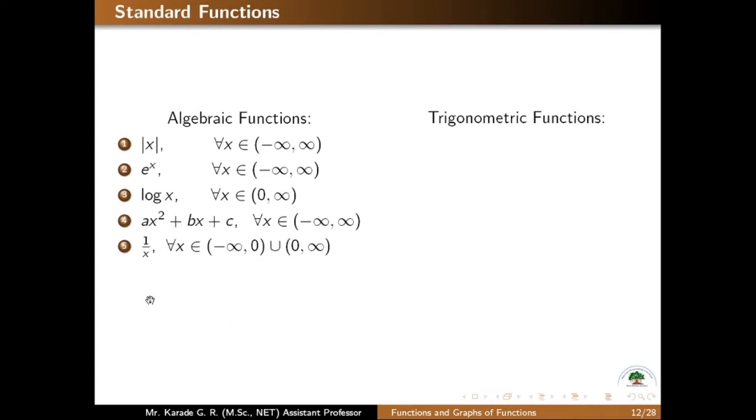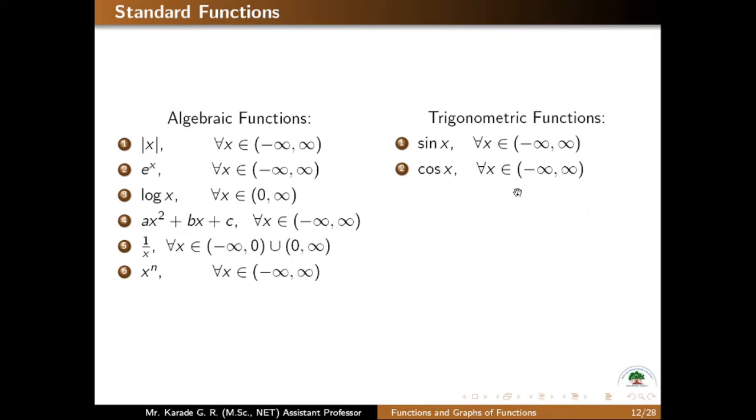Next is the inverse function 1 upon x. It is defined for all real numbers except 0. x raised to n is known as the power function, and it is defined for all real numbers. Next is the sin x function. It is defined for all real numbers. Cos x function is also defined for all real numbers. Tan x function is also defined for all real numbers. So these functions come under the trigonometric functions.